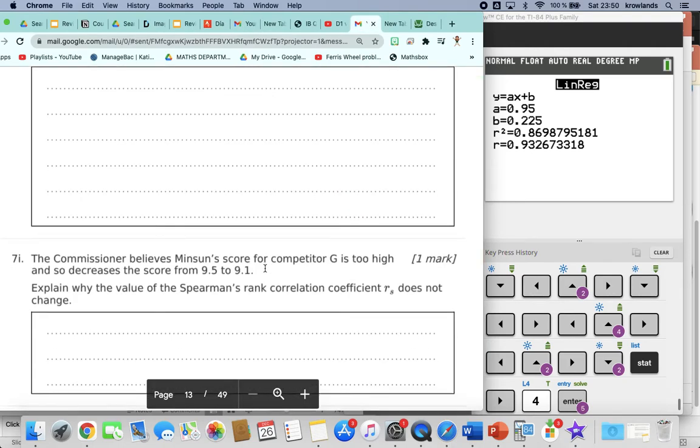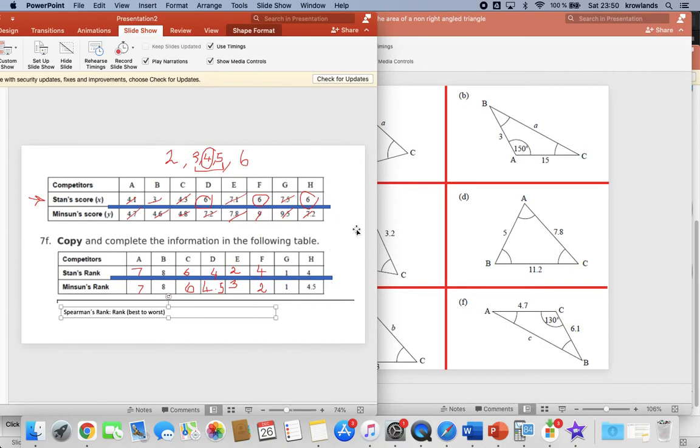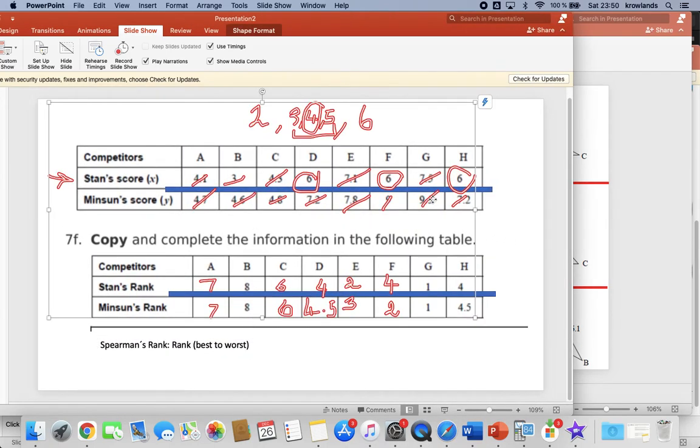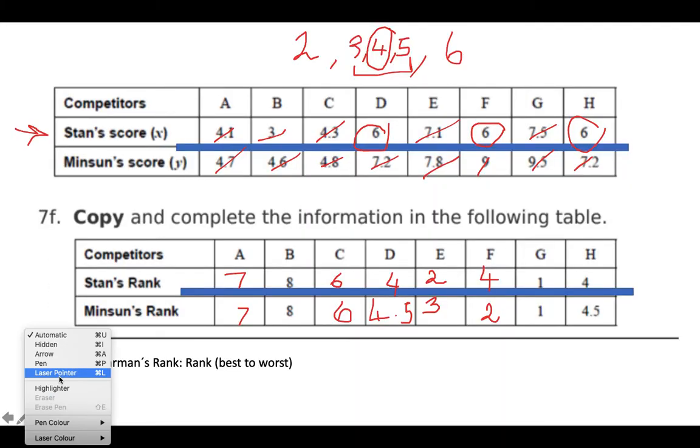And there's one final question now. The Commissioner believes Minson's score to competitor G is too high and so decreases the score from 9.5 to 9.1. Explain why the value of the Spearman's rank correlation coefficient does not change. So let's have a look. So we're going to go to Minson. He is the Y category. We're going to change 9.5 in the original table to 9.1.